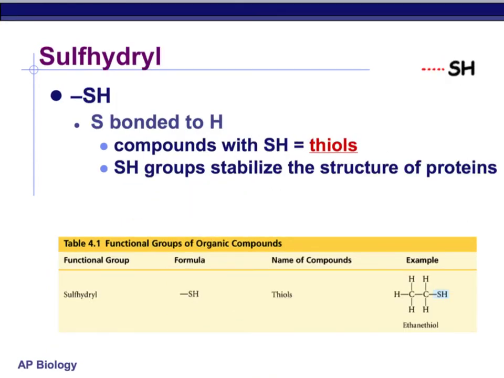Okay, sulfhydryl is the next one. It is a sulfur atom bonded to a hydrogen atom. These are called thiols. So any compound that has that sulfur bonded to a hydrogen is called a thiol. What they tend to do is they're actually stabilizing forces within the structure of proteins. So they add some additional strength to some of those weaker bonds that you will soon realize actually hold proteins together.